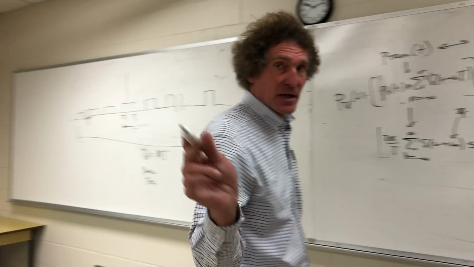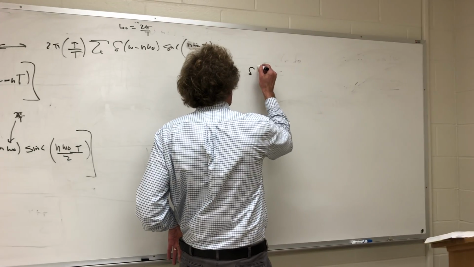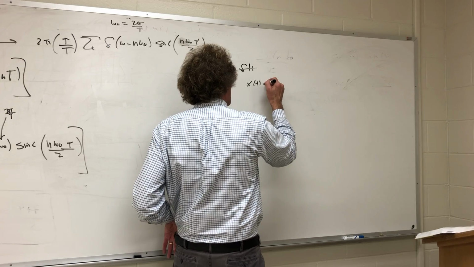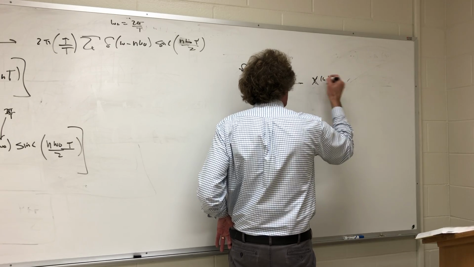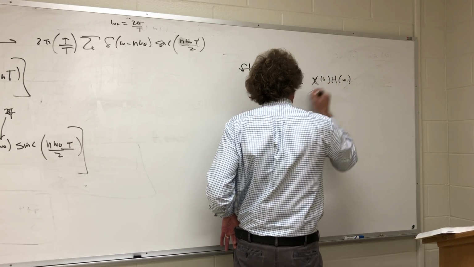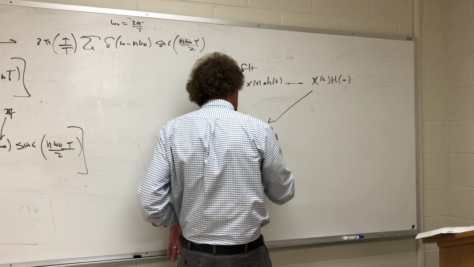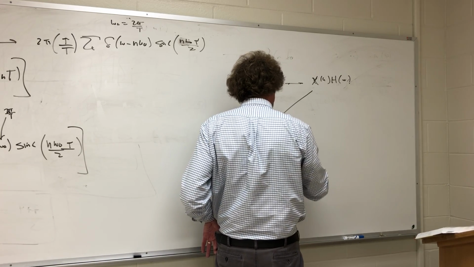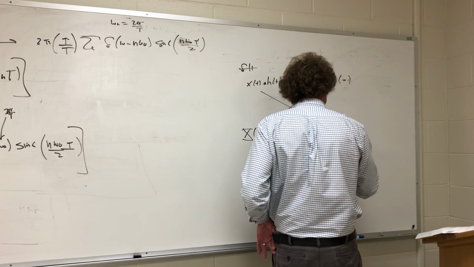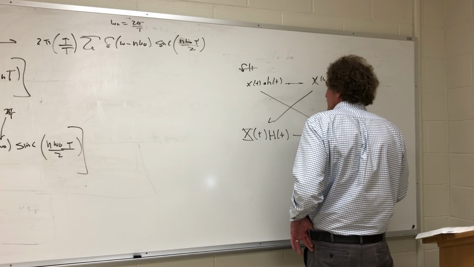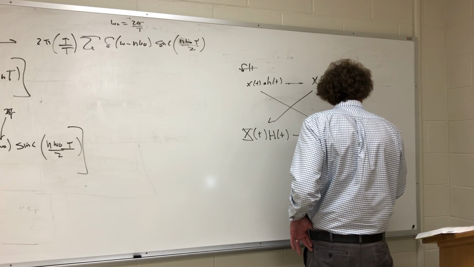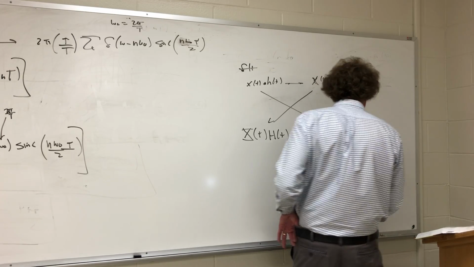If you work this problem, you're going to see a little bugaboo. I'll show you what I'm talking about. If you have x of t convolved with h of t, it goes to capital X of omega times H of omega. Bring this down over here: x of t times h of t goes to 1 over 2 pi times X of minus omega convolved with H of minus omega.